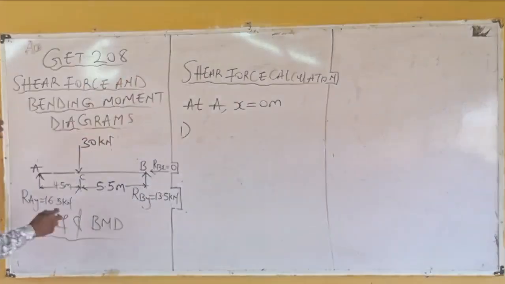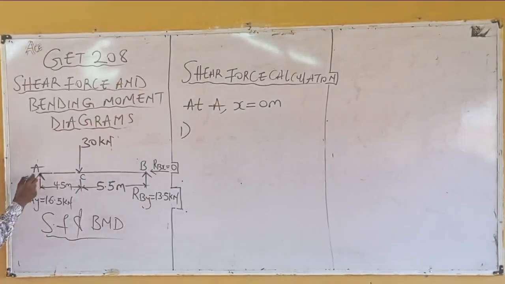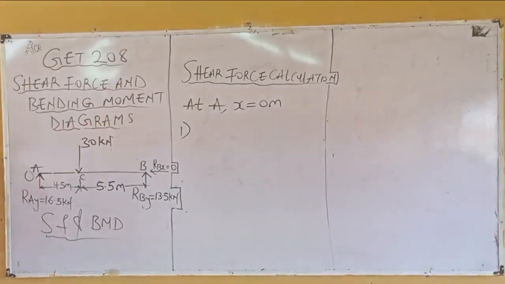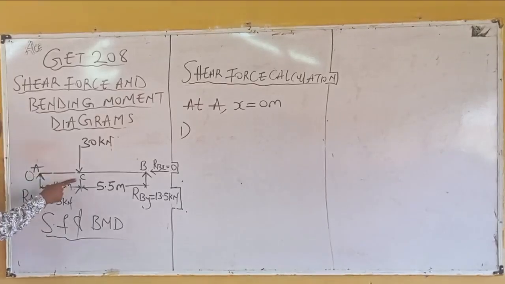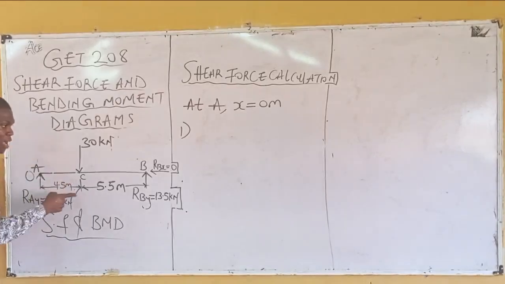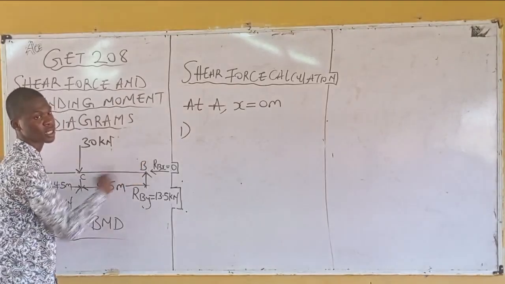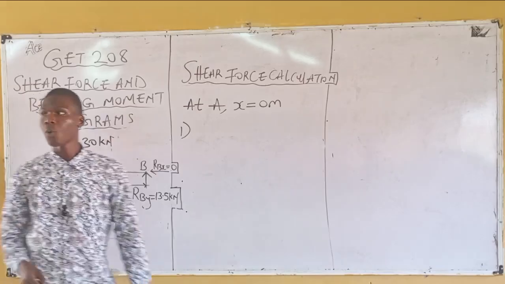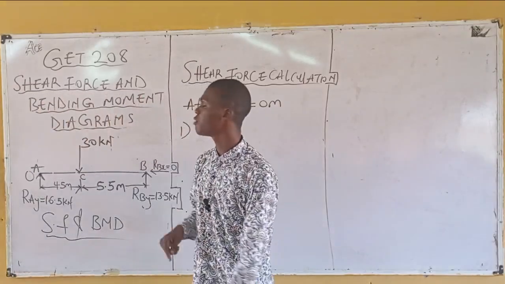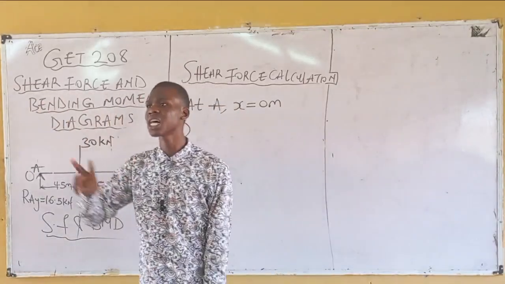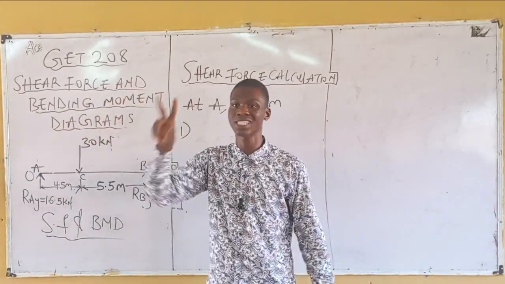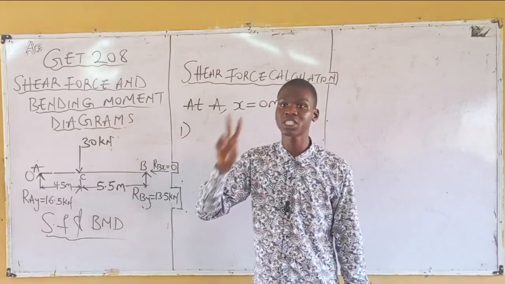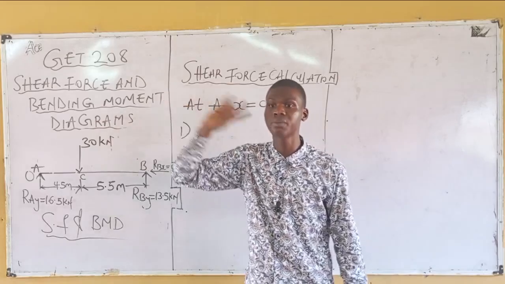Better still, for better understanding, you can just reference this very guy as 0, right? That's why I said at A, what's the value of x? 0 meter. At C, what's the value of x? 4.5. At B, what's the value of x? 10 meter. Now, when you're on a point and you want to get the value of shear force, you already know that you get two values of shear force. But you are going to get them if the conditions for shear force calculation are met.